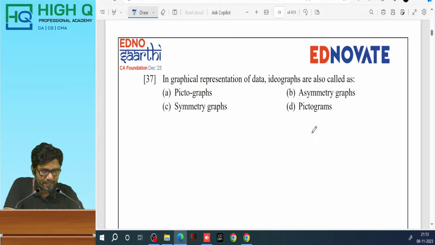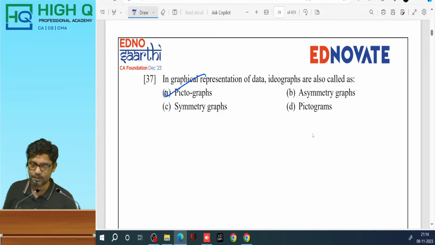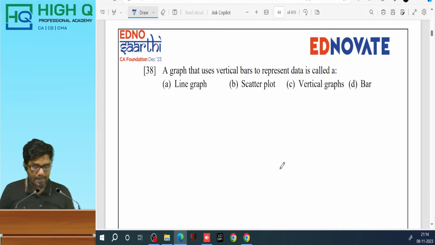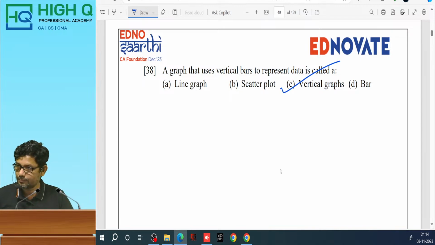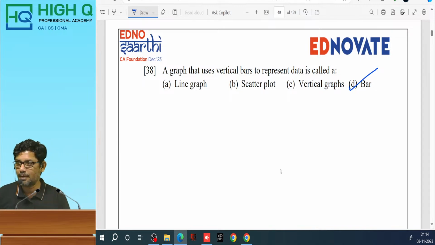A graphical representation of data. Ideographs are also called pictographs, asymmetric graphs, symmetric graphs, pictograms. Actually, it's a pictograph. Ideographs are also called pictographs. A graph that uses vertical bars to represent data is called vertical bar diagram. Bar diagram is there, na? Bar. A graph that uses vertical bars to represent data is actually called a vertical bar diagram. It is bar diagram.